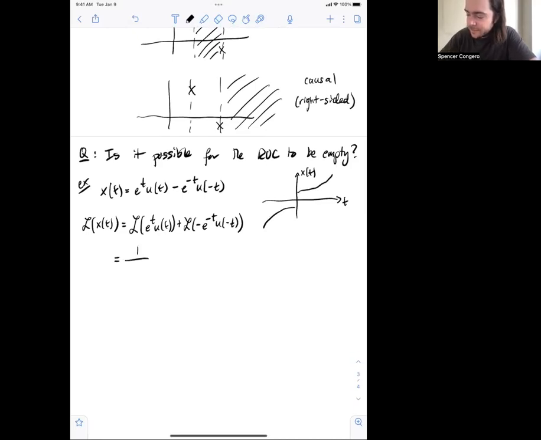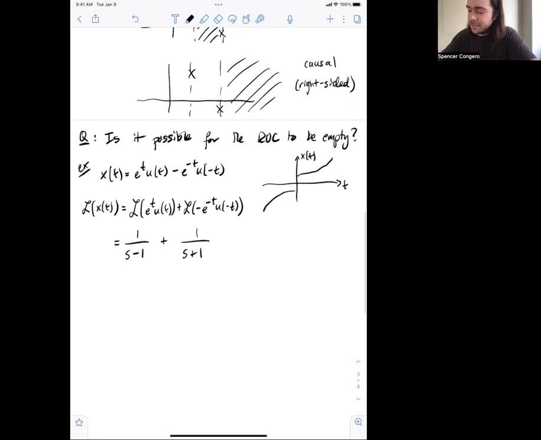If you recall, using the Laplace transform pairs, what we get is that the Laplace transform of this is 1 over s minus 1. We look at the coefficient there, which is 1, and the general form is e to the negative at. So a in this case would be -1, and so our Laplace transform is 1 over s plus a. So I get 1 over s minus 1. That's using a Laplace transform pair. And this one, using another Laplace transform pair, is 1 over s plus 1.